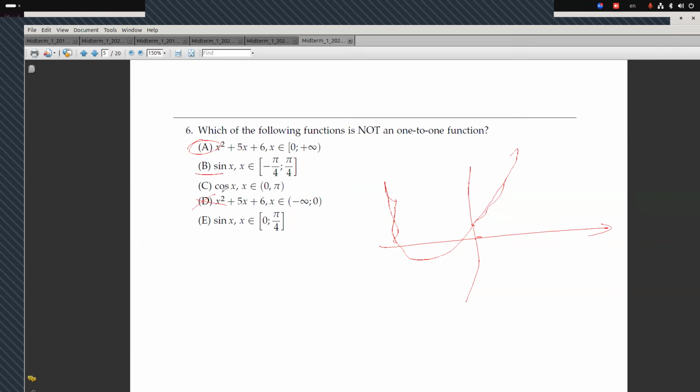So we found it. Our goal was to find the function that is not one-to-one. The rest are one-to-one functions.